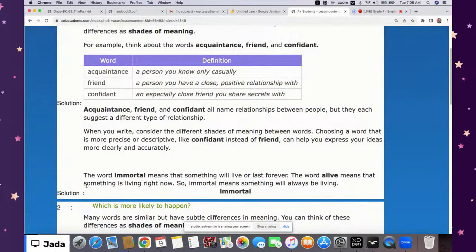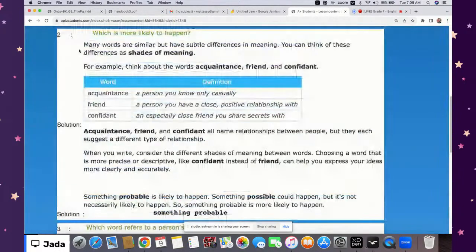Now we have: which is more likely to happen? Something probable is likely to happen. Something possible could happen. So if you say something is possible, that means there is a chance that it will happen. But if you say probable, that means you're not certain. You're just saying maybe. You're not sure about it.